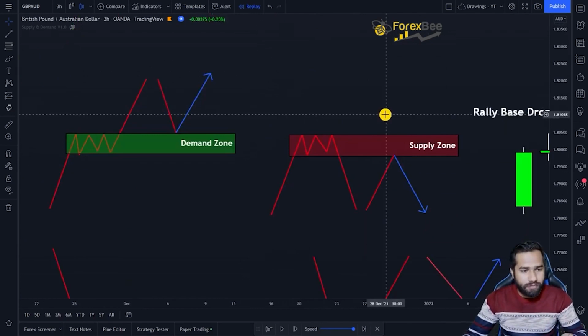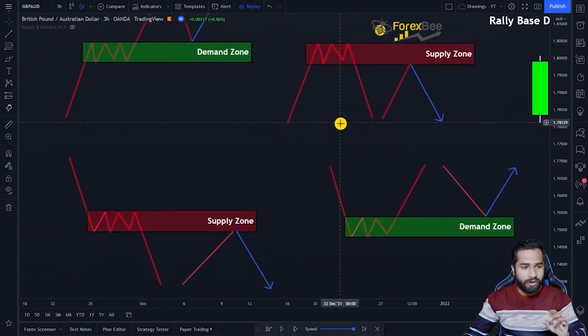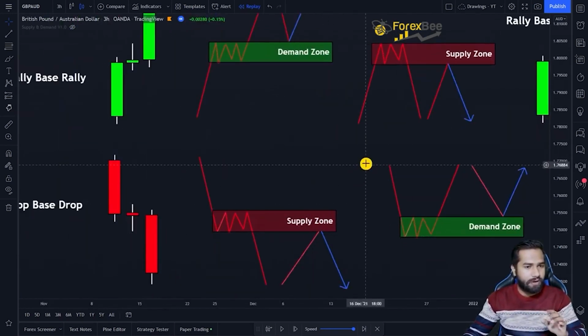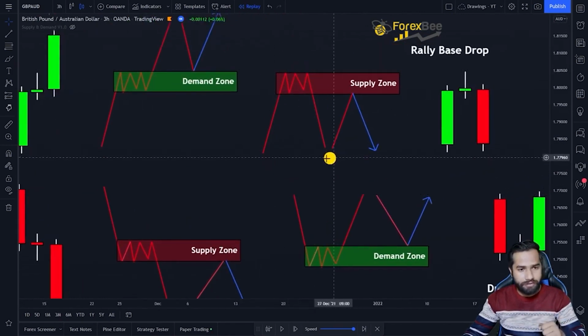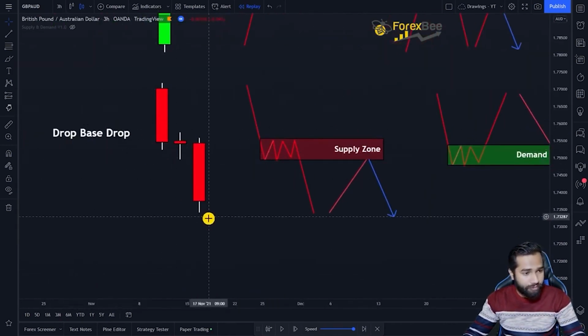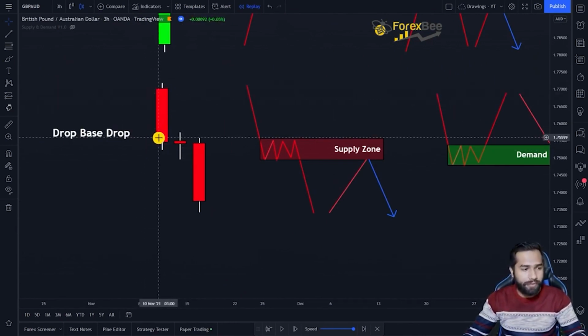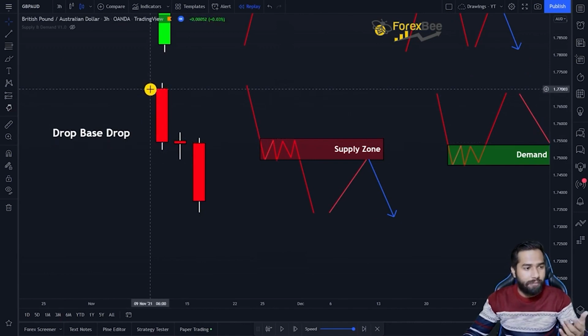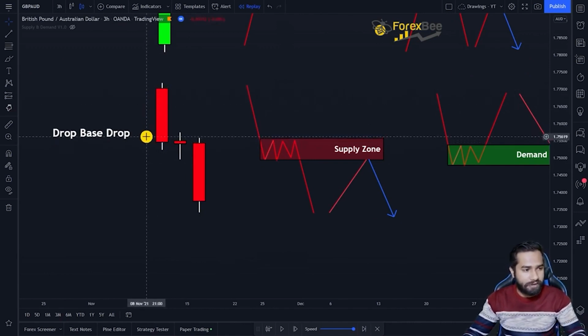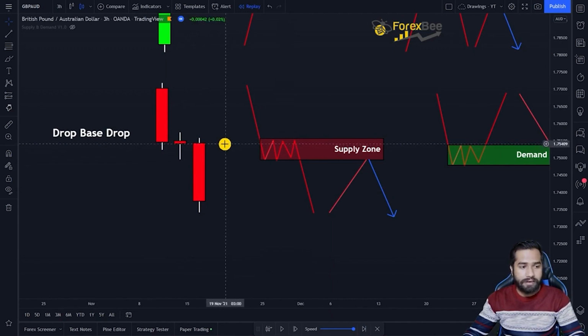Now let's talk about the supply zones. There are 2 types of supply zone. The first one is drop base drop, and the second one is rally base drop. Let's talk about the drop base drop supply zone. In a drop base drop supply zone, the first candle is a big bearish candle, which represents a big bearish move by the sellers. That means the sellers have the momentum right now. Then the second candle is a small bodied candle which has a very small body but long shadows. And the third, or the last, candle is again a very big bearish candle. So this is a supply zone.